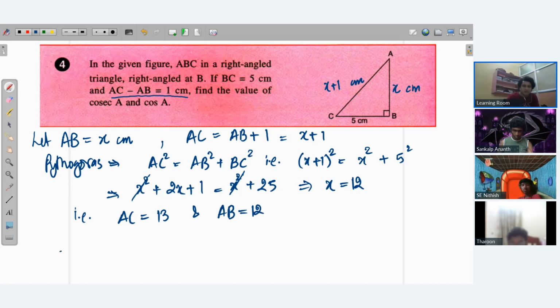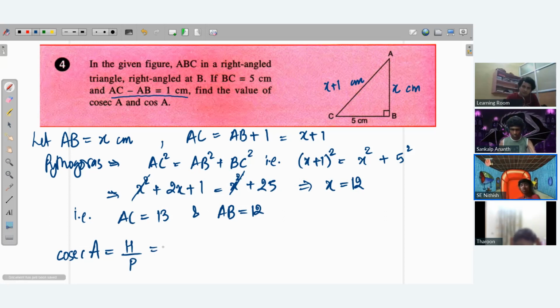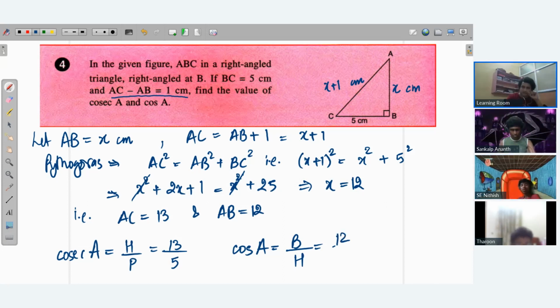What should be cosec A? Cosec will be hypotenuse over perpendicular, 13 over 5. What is sec A? 13 over 12. What is perpendicular for angle A as a reference? Cosec A, 13 over 5. Yes. And cos A will be base over hypotenuse, so this is 12 by 13, right?